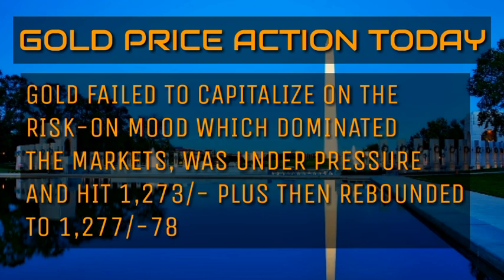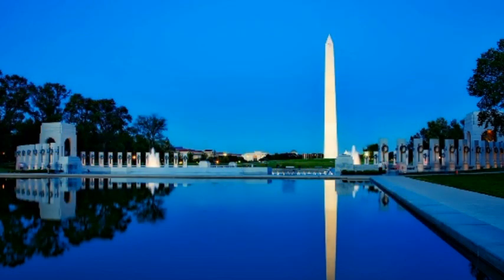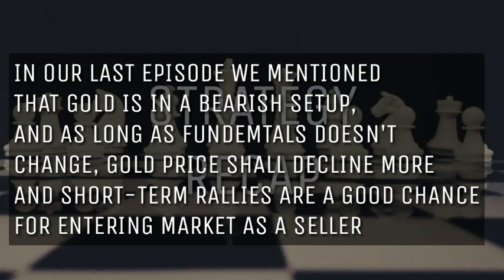Gold was under pressure for a time and reached 1,273 plus, then rebounded on the news of the restrictions on the Chinese communication company Huawei on the use of Android applications and products. In our last episode for the strategy recap, we mentioned that gold is in a bearish setup, and as long as the fundamentals do not change, gold price shall decline, and the short-term rallies are a chance to enter the market as a seller. That's all.